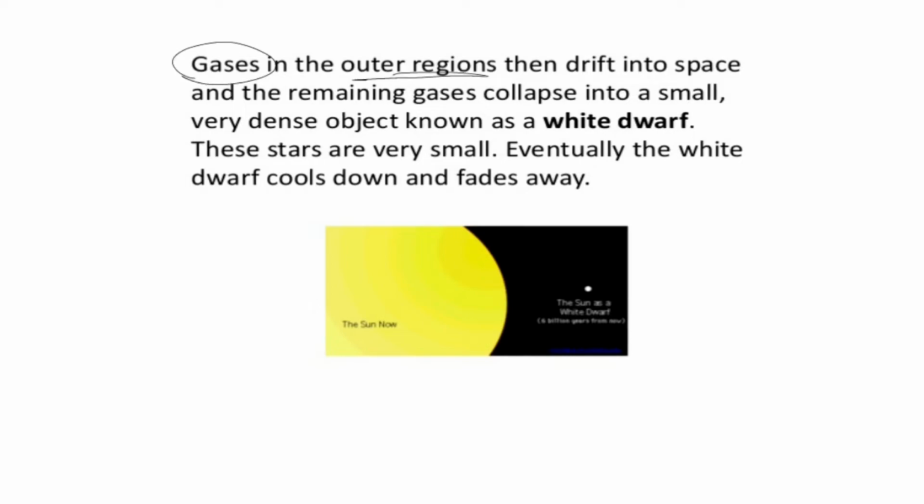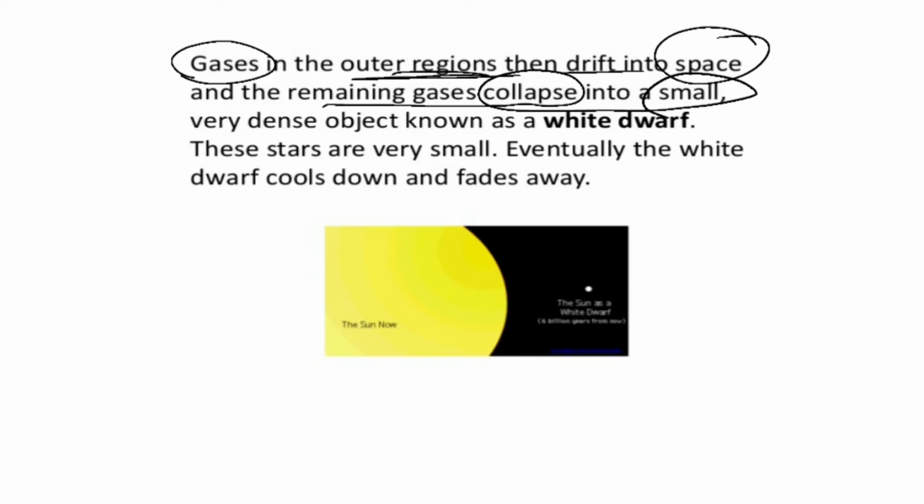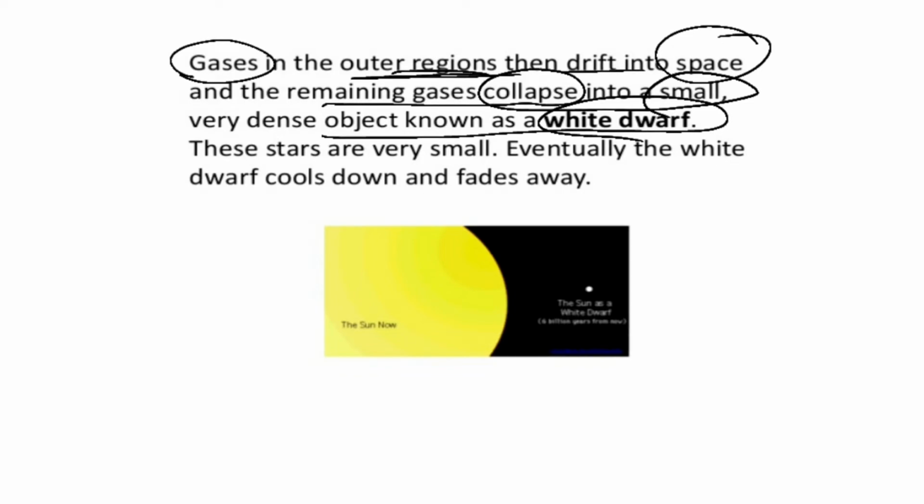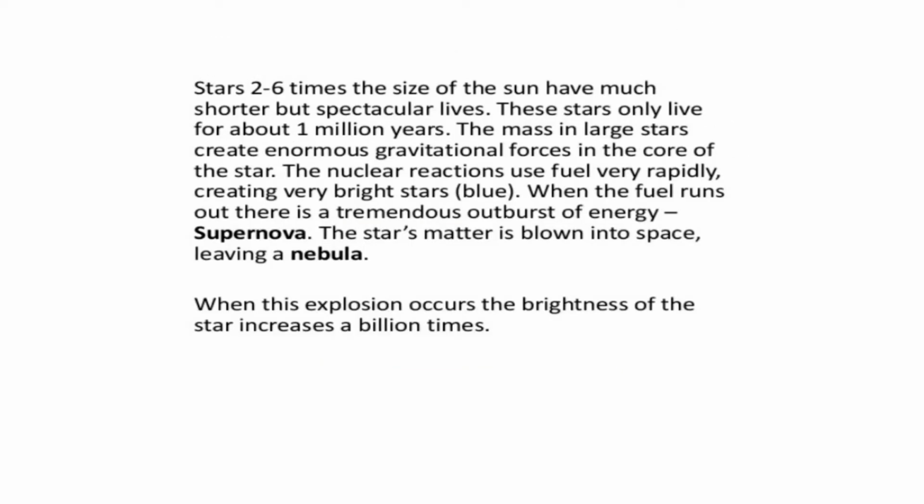Then the gaseous outer layer drips into space. What remains collapses into a small, very dense object known as a white dwarf. These stars are very small. Eventually, the white dwarf cools down and fades away.